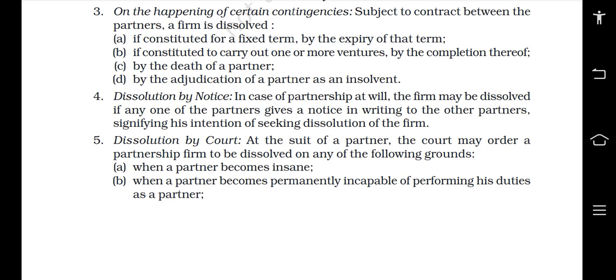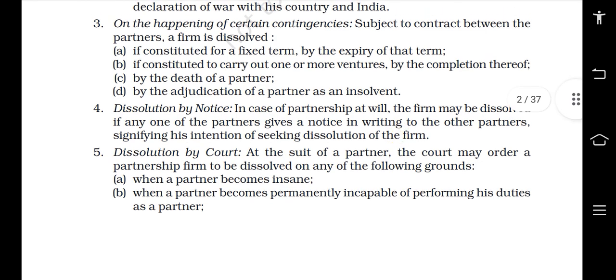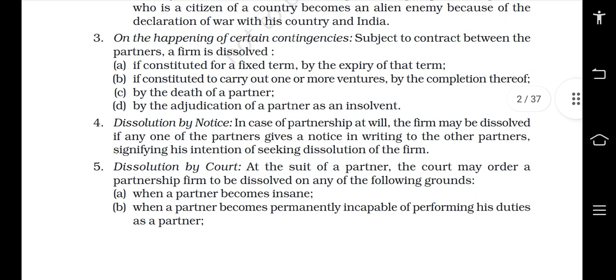That means what are the contingencies? The death of any one of the partners, the insolvency of any partner, the venture is completed, or otherwise the term is completed. The fixed period is completed; for that purpose only it was constituted. That's why not in all firms is there such a fixed period after which it will expire. Some firms are constituted for a fixed period, and in such a condition, after that fixed period, the firm gets dissolved. Not in all firms' cases.